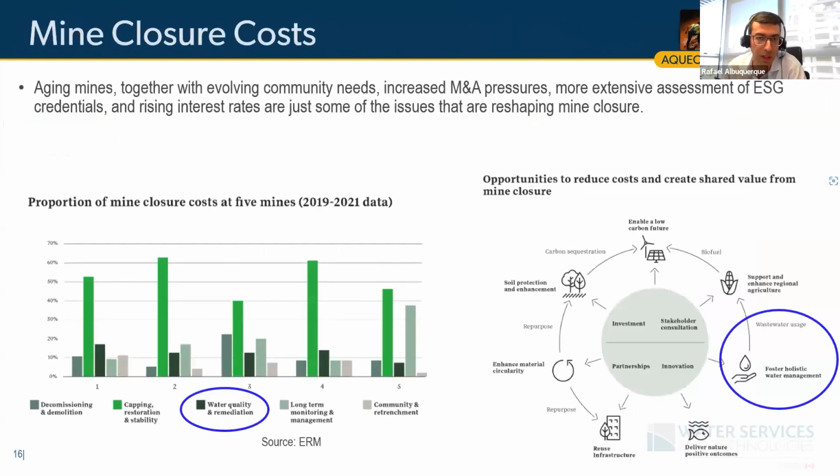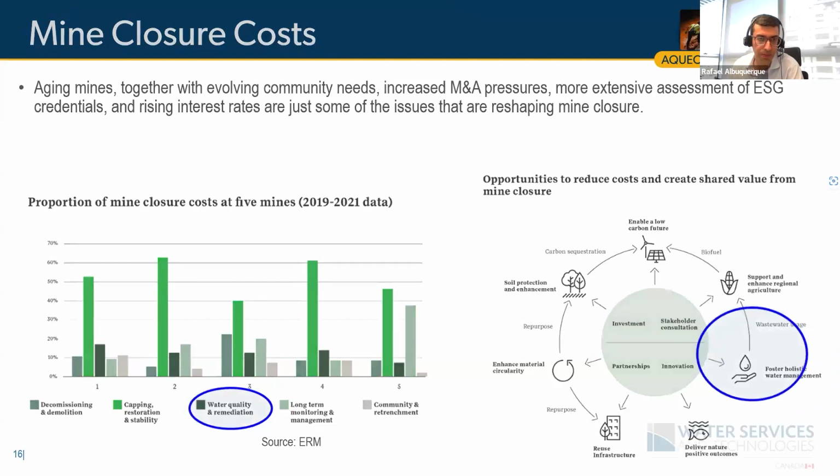So that's very important. And just to mention mine closure, these statistics demonstrate to us that the costs related to water quality and remediation at mine closure are around 10 to 15%. So you can see that this is a very significant cost at mine closure, right? So obviously all the work should also be done to try to reduce these costs at the end of the mine operation.